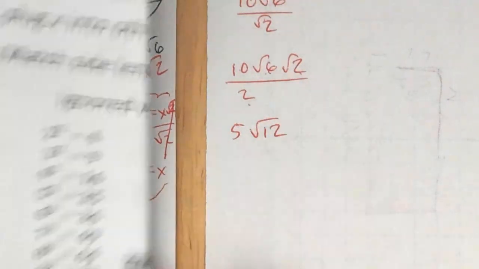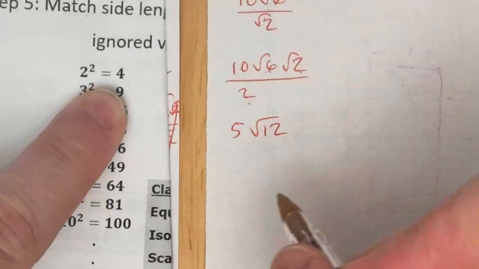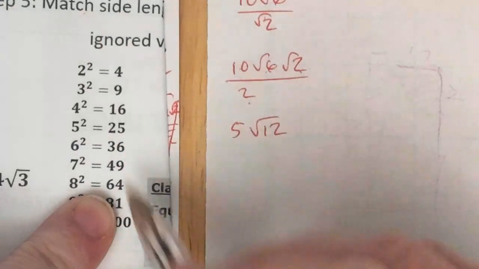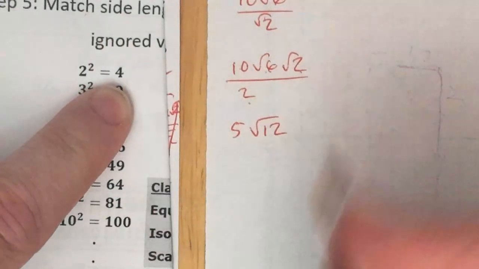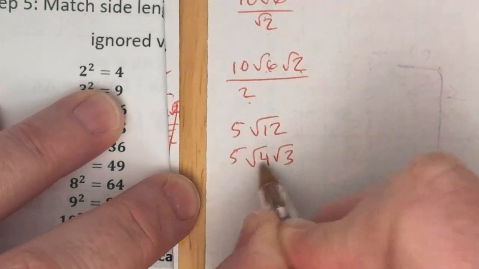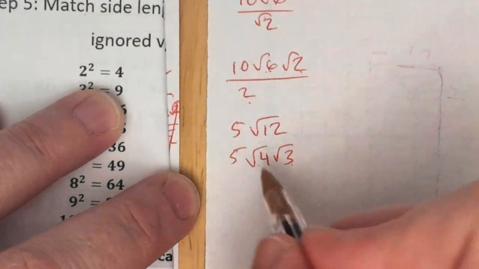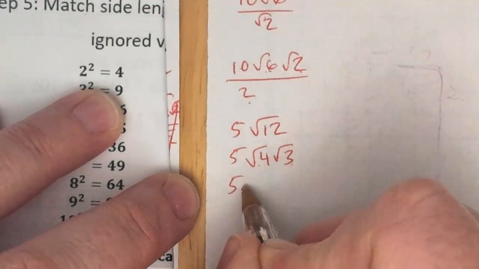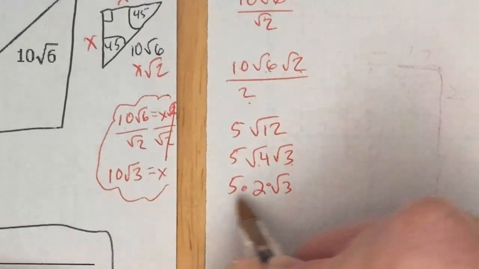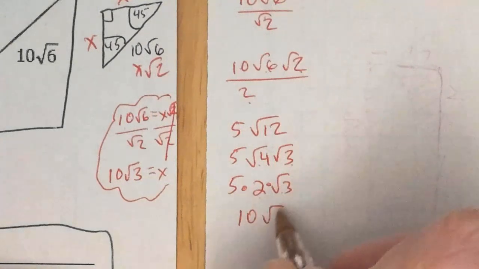So 12, here are the magical squares. I can take out, now I know it's like 6 times 2, but 6 is not on this list. 4 is though, so that's 5, radical 4, and radical 3. 4 times 3 is the same thing as 12. What's the square root of 4? That's the number 2. We're still stuck with the radical 3. 5 times 2 is 10, and radical 3 is just radical 3.